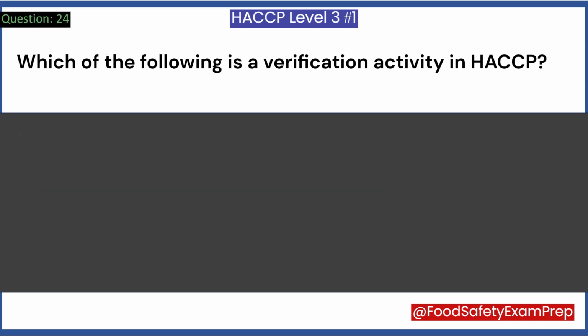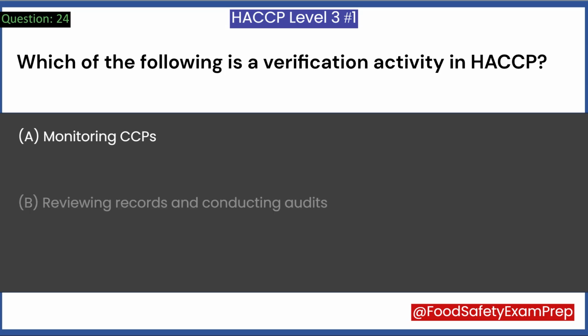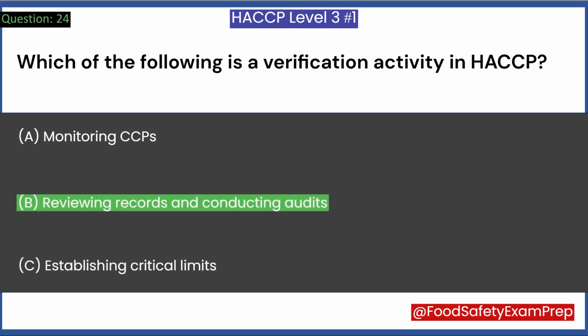Which of the following is a verification activity in HACCP? A. Monitoring CCPs. B. Reviewing records and conducting audits. C. Establishing critical limits. Answer: B. Reviewing records and conducting audits.